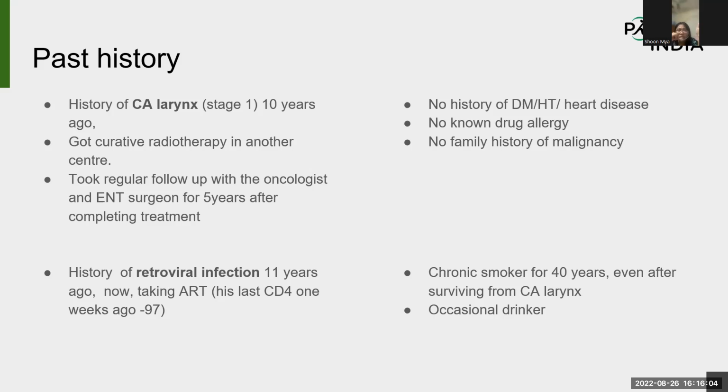The patient also has a history of retroviral infection, diagnosed 11 years ago, and he started taking antiretroviral therapy 2 to 3 years ago, and his up-to-date CD4 count is 97, so it's very low. Regarding any other history, the patient has no other proper medical history and no proper family history. The patient is a chronic smoker for about 40 years, even after surviving carcinoma larynx. He is an occasional drinker as well.